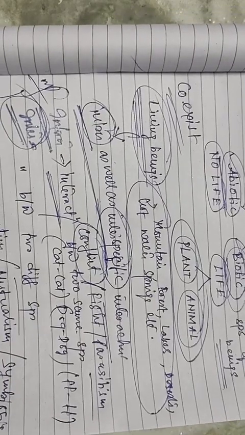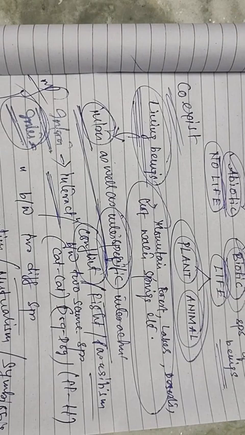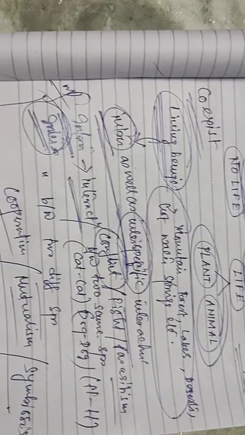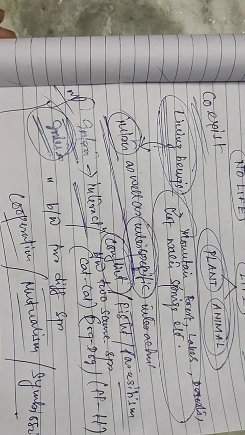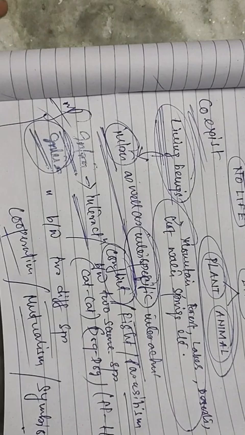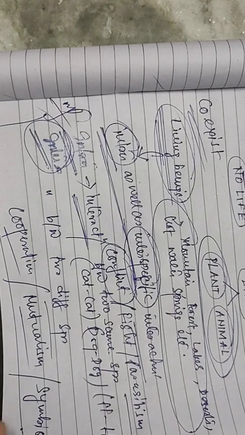What is the meaning of intraspecific interaction? The interaction or conflict between two same species, like the interaction between two cats, two dogs, two humans. And interspecific interaction is the interaction between two different species, like cat and human, dog and tiger. Clear? These kinds of interaction are called interspecific interaction.